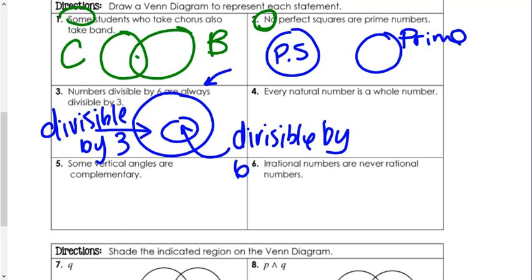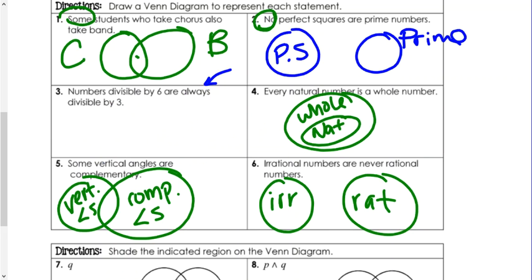So take a moment, somebody pause the video, and you guys are going to try number 4, 5, and 6. And when you come back, I'll have the answers shown. So there you go. There are the answers to 4, 5, and 6. The natural bubble is resting inside the whole numbers bubble. In number 5, it's a merge of the 2. And in number 6, they have nothing to do with each other, so they are separate bubbles.